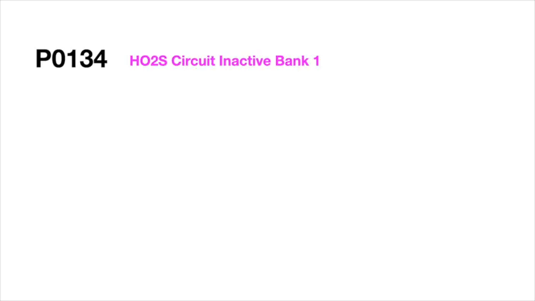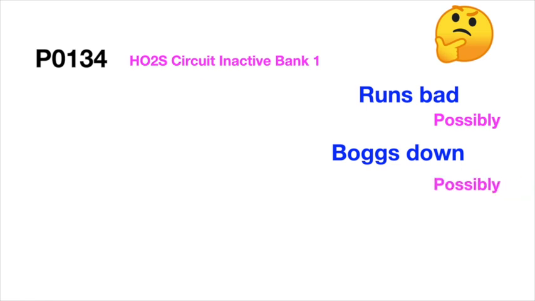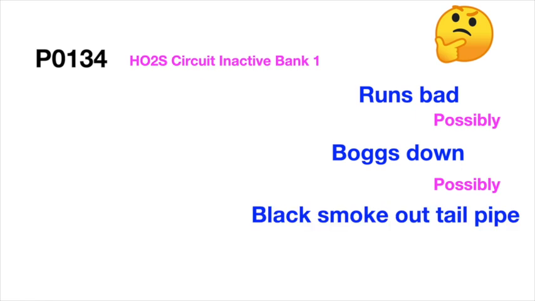Let's take a look. So one of our codes is P0134. The heated oxygen sensor circuit is inactive in bank 1. So, could that cause it to run bad? Let's think about that. Inactive on bank 1? Well, possibly. I'd have to say it possibly could. How about bogged down? Well, if it's bad enough and lasted long enough, I suppose it's possible. How about black smoke out the tailpipe? Got to think about that for a minute. An inactive oxygen sensor on one bank? Well, again, if it's bad enough for long enough, I suppose it's possible.